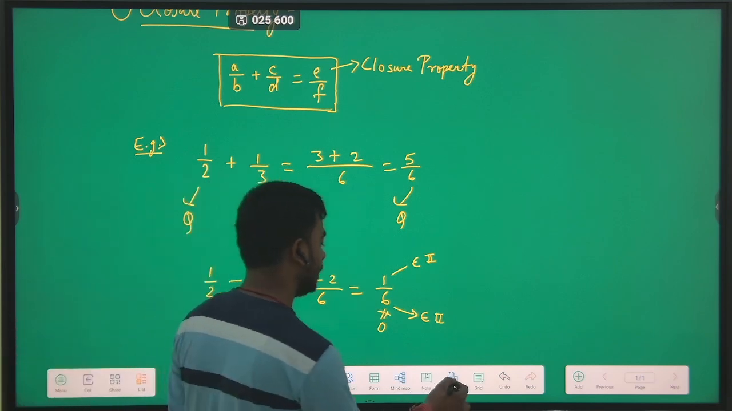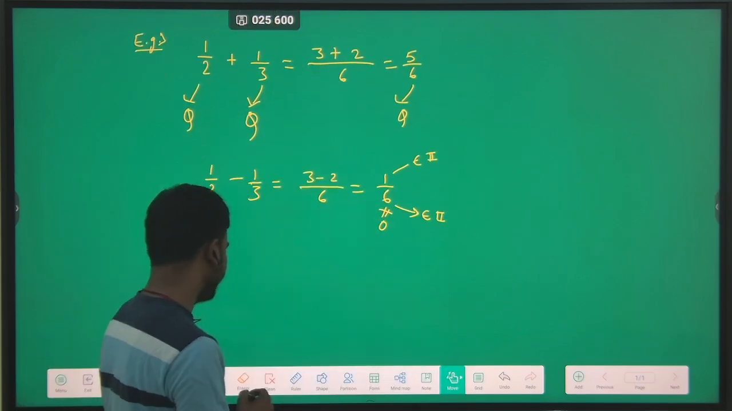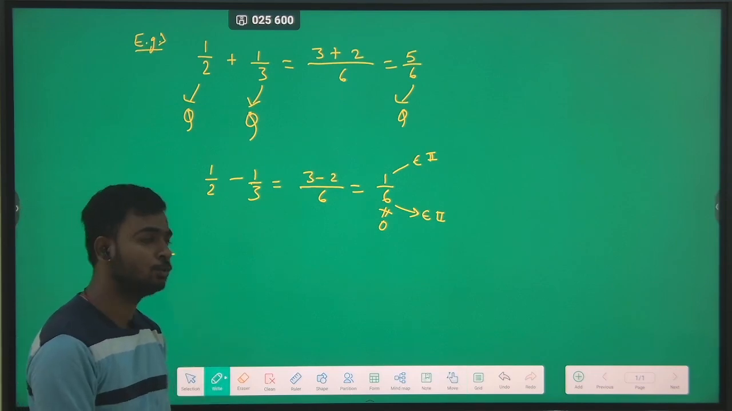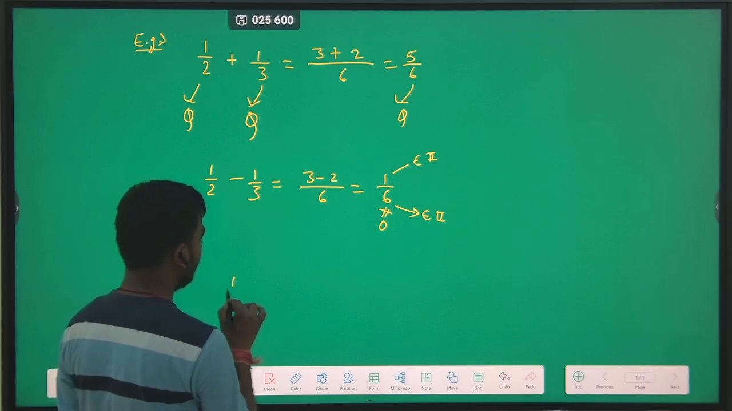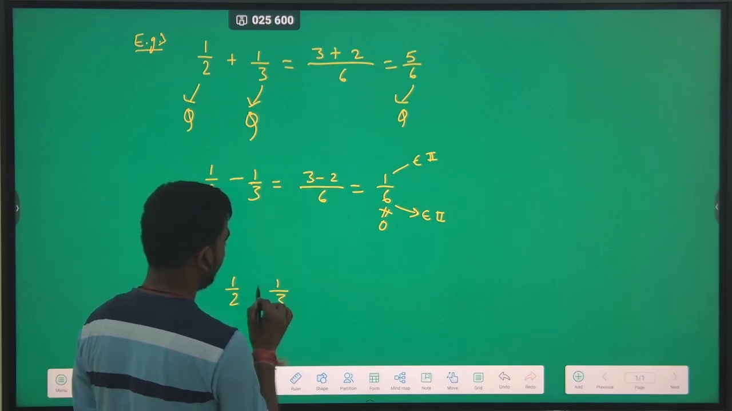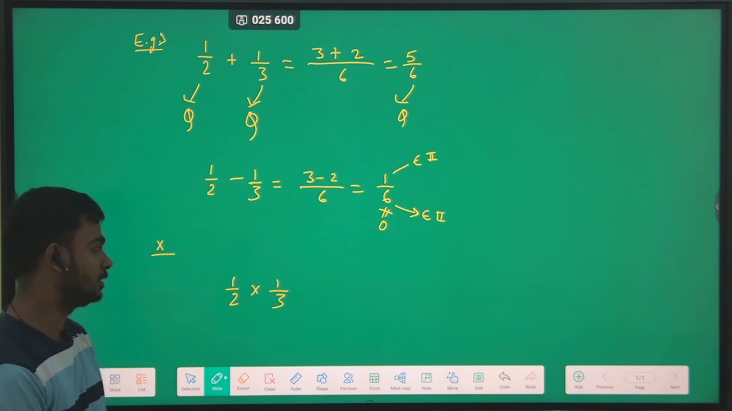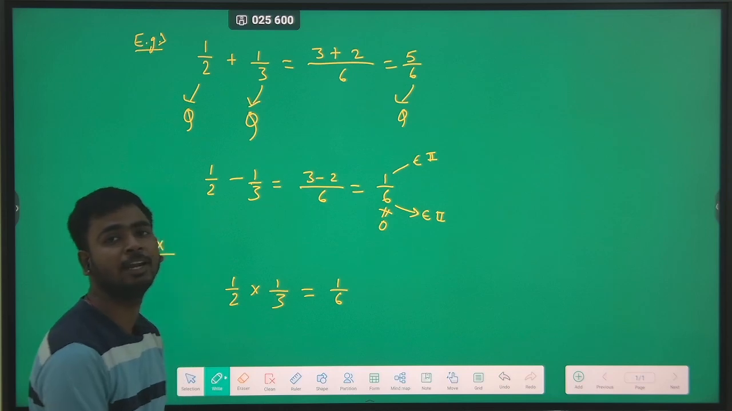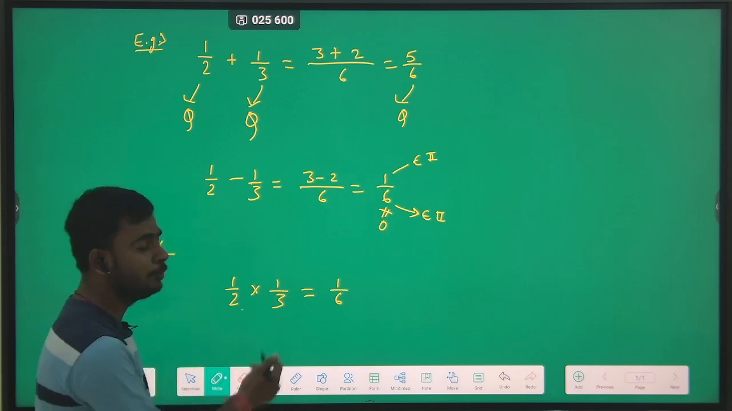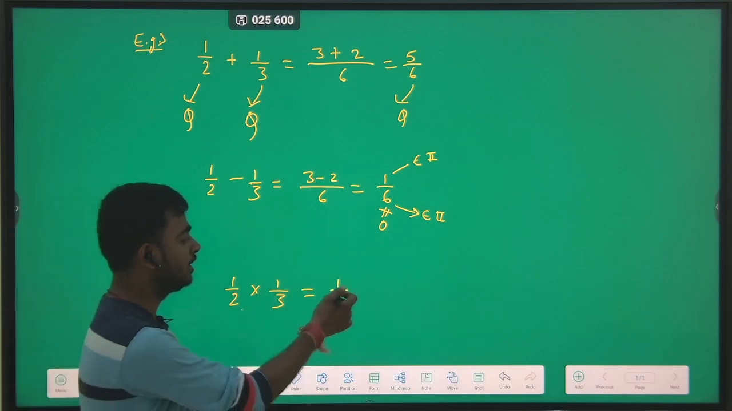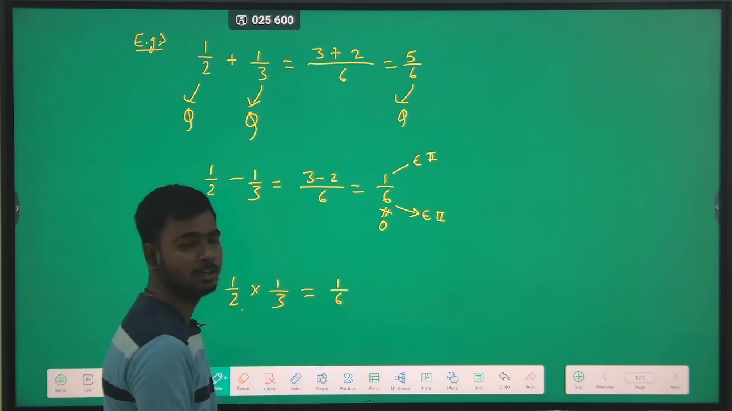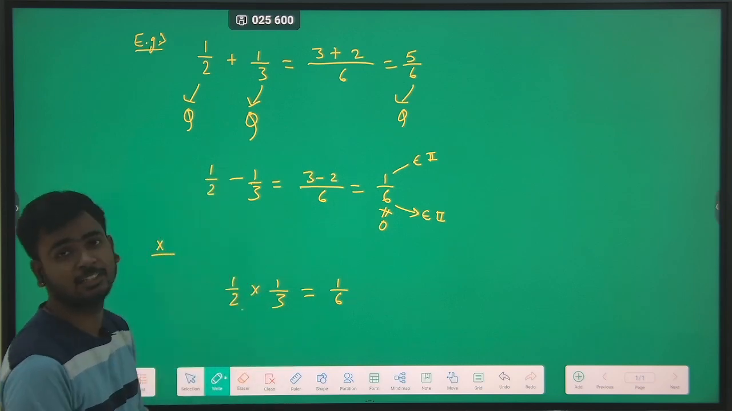Now moving to our next part. If we take the fundamental operation as multiplication, then what will happen? If we take 1 by 2 and 1 by 3 again, and the operation we take as multiplication, then the value will be 1 upon 6. The numerator will be multiplied with numerator and the denominator will be multiplied with denominator. So we will get 1 upon 6. Here also we see that it is a rational number. So we can say that rational numbers are closed under multiplication.